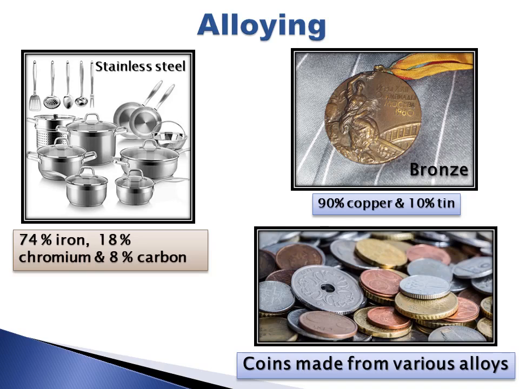Stainless steel does not get stained with air or water and also does not rust. It is an alloy made from 74% iron, 18% chromium and 8% carbon. In recent times, various types of alloys are used for minting coins.